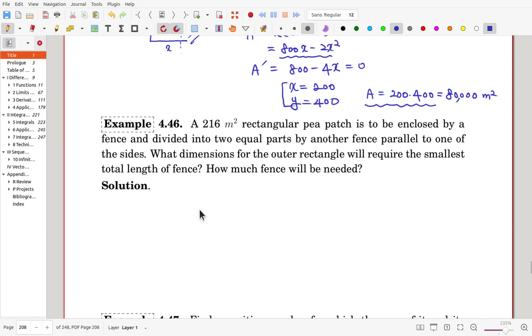Okay, now a 216 square meter rectangular patch is to be enclosed by a fence and divided into 2 equal parts by another fence parallel to one of the sides. What dimensions for the outer rectangle will require the smallest total length of fence, and how much fence will be needed?